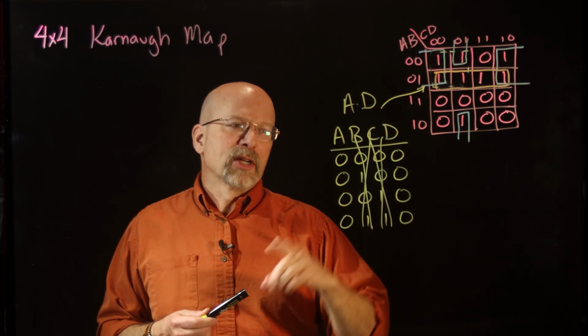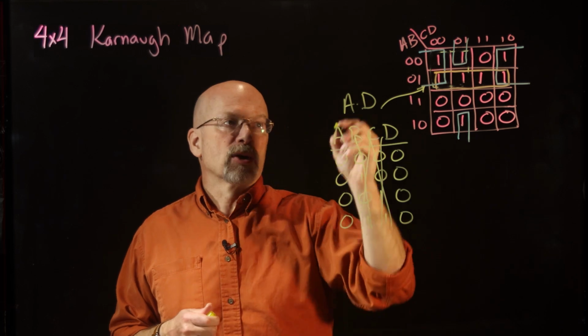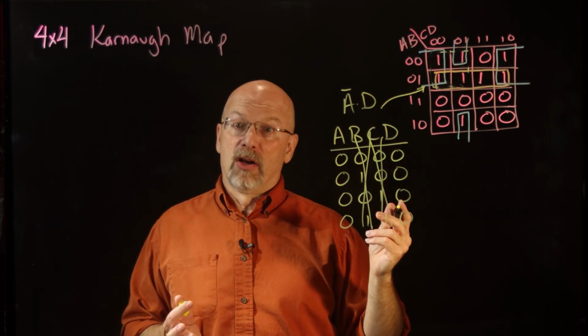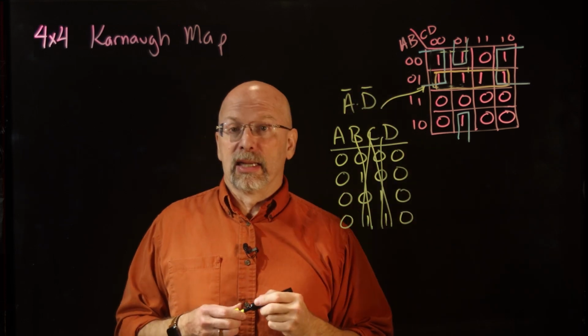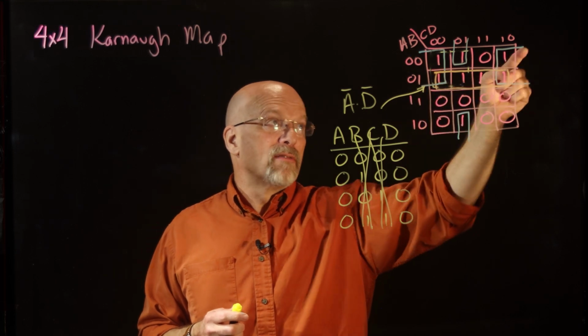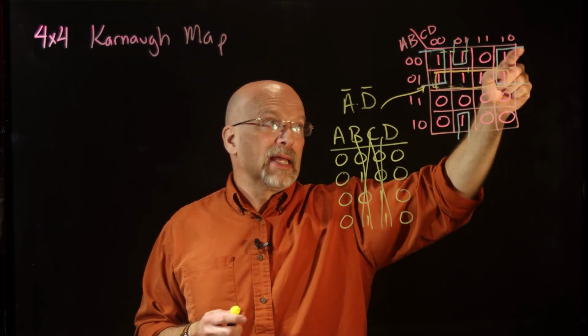Almost. What does A have to be? Well, A has to be a 0. So what you're saying is not A. And what does D have to be? Also has to be a 0, so not D. So the product, A bar and D bar, takes care of this rectangle right here.